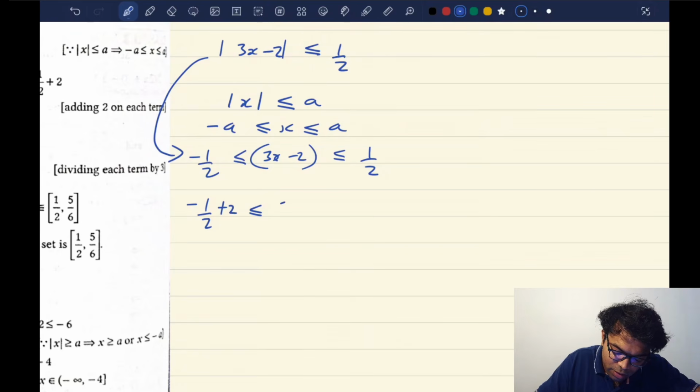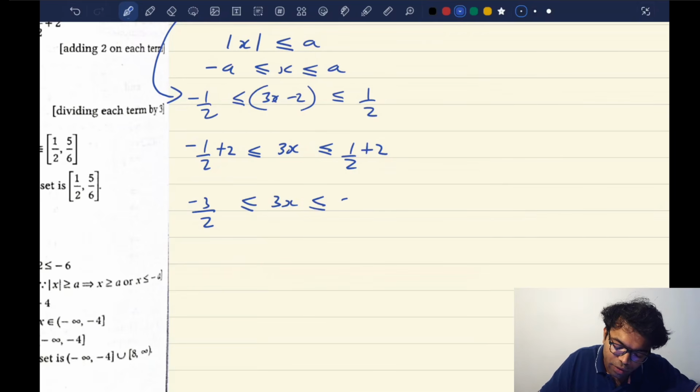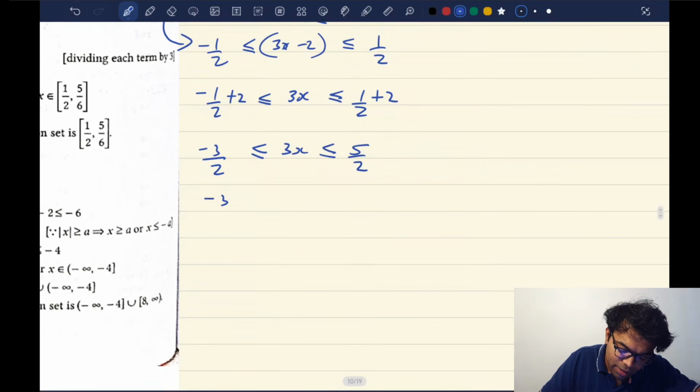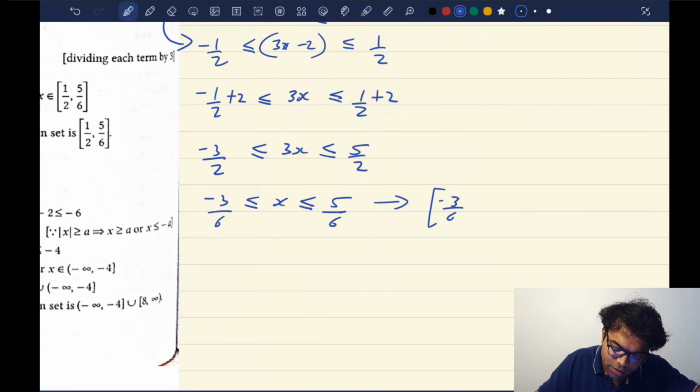Okay, this can be written as minus 1 by 2 plus 2 is less than or equal to 3x is less than or equal to 1 by 2 plus 2. So this will become minus 1 by 2 plus 4 by 2 is minus 3 by 2 is less than or equal to 3x is less than or equal to 5 by 2. Then you divide by 3. What do you get? Minus 3 upon 6 is less than or equal to x is less than or equal to 5 upon 6. Clear? So the solution becomes minus 3 upon 6 to 5 upon 6, close brackets.